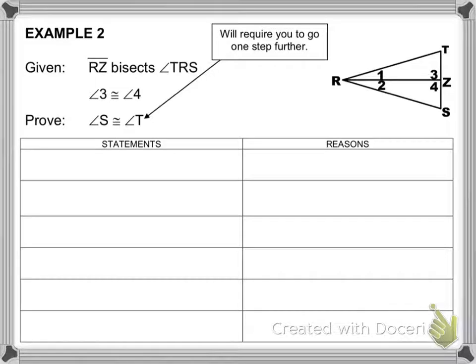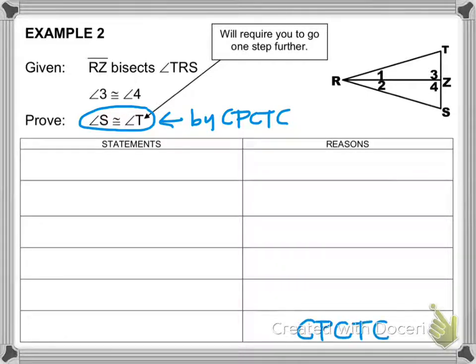So if you look at this proof setup in example 2, notice the proof statement is not that 2 triangles are congruent, okay? It's that 2 angles or 2 segments in the triangles are congruent. We cannot say this until we say that the triangles are congruent. We're going to say this by CPCTC. So that will be the very last line of our proof. And you can even put it down here at the bottom. CPCTC, angle S is congruent to angle T.